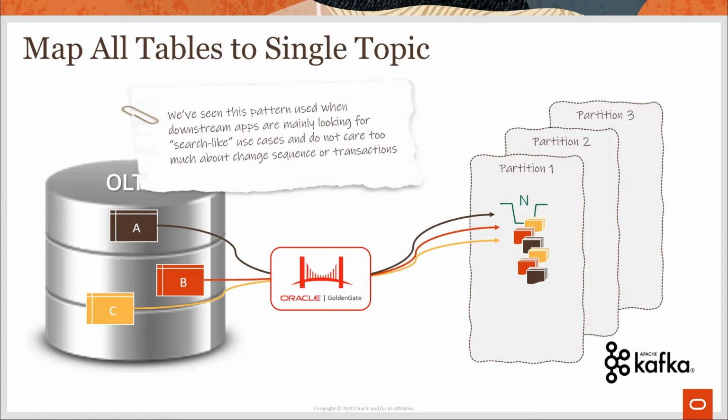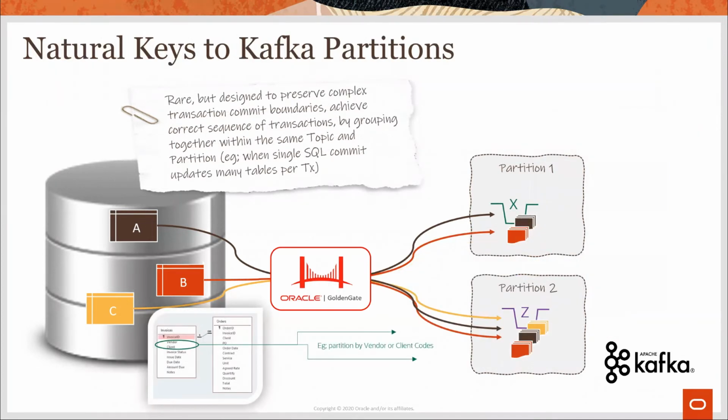Which leads us to the final pattern I'll mention today around mapping. This is pretty rare, but we have had a few customers talk to us about this. This pattern has been brought up when the producer database has very complicated transactions that might involve many tables being updated at the same time with complex key relationships or even long-running commits.